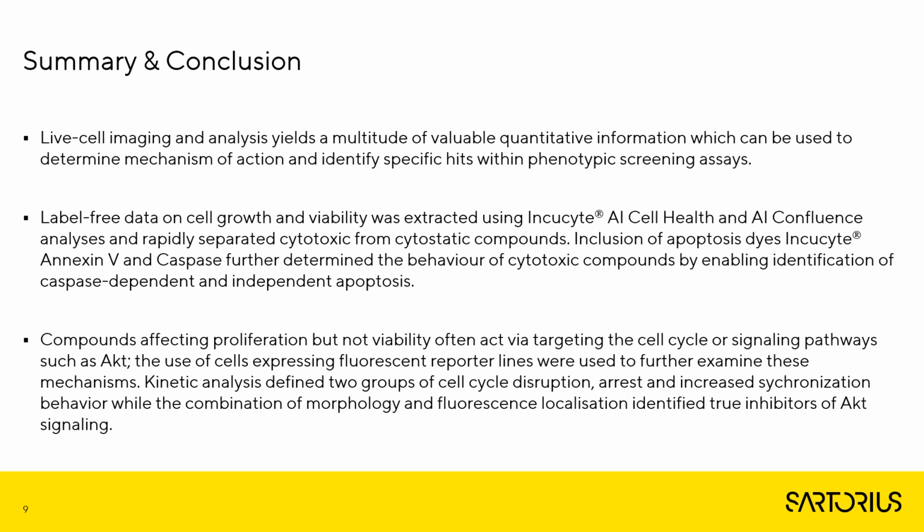Compounds affecting proliferation but not viability often act via targeting the cell cycle or signaling pathways such as AKT. The use of cells expressing fluorescent reporter lines was used to further examine these mechanisms. Kinetic analysis defined two groups of cell cycle disruption, arrest and increased synchronization behavior, while the combination of morphology and fluorescence localization allowed us to identify true inhibitors of AKT signaling.